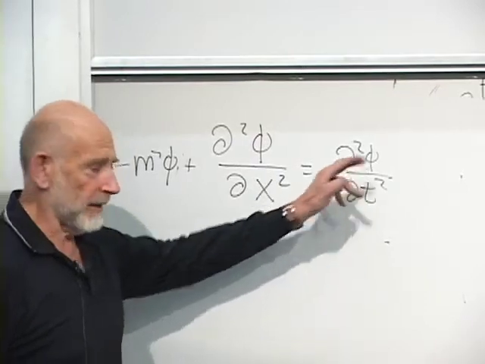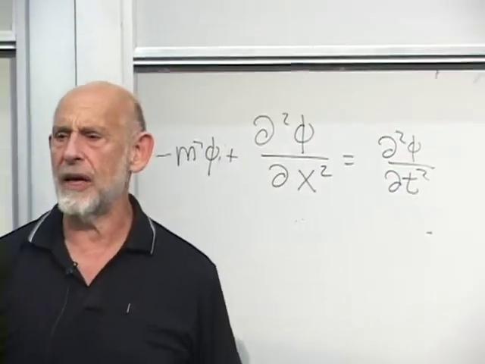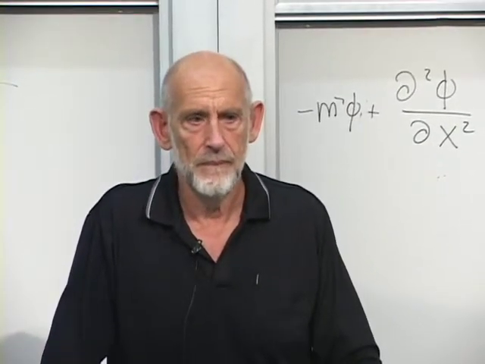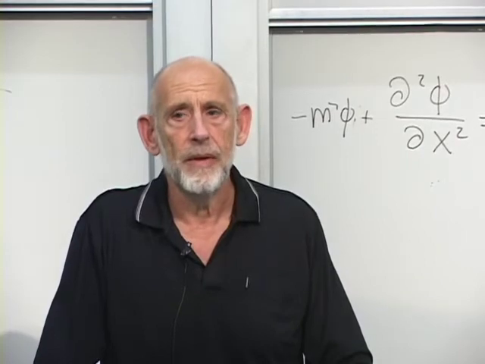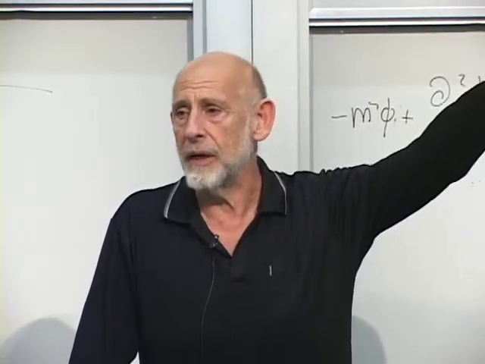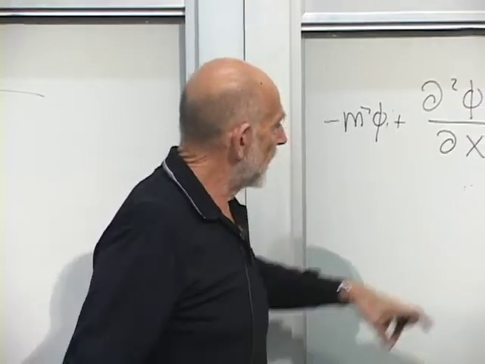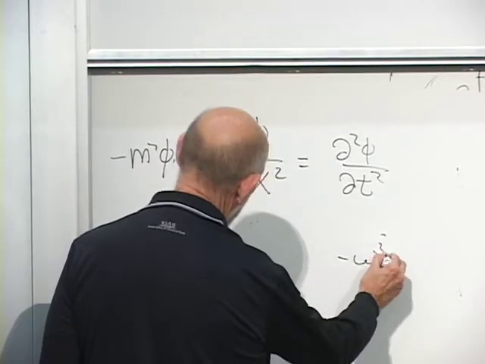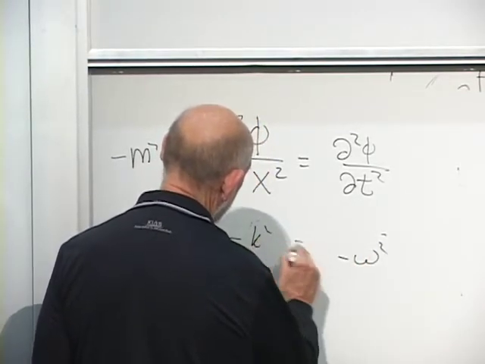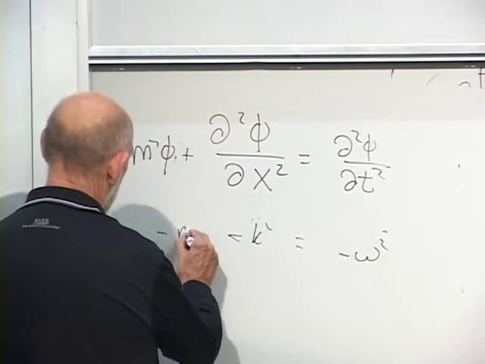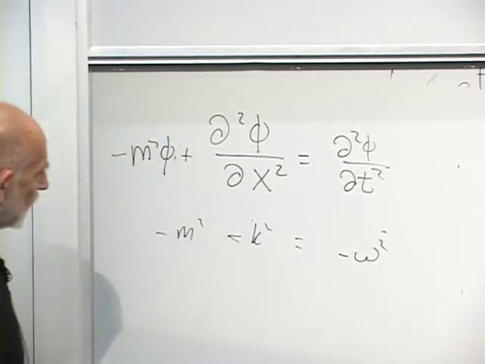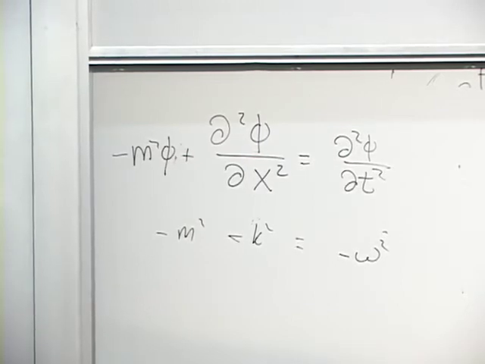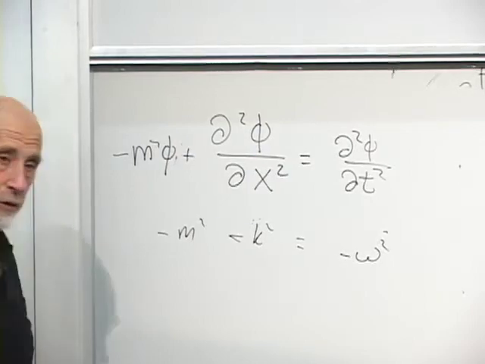Then we would have, incidentally, is the derivative with respect to t, is that omega or i omega? I omega, right? If we have something that goes as e to the i omega t and we differentiate it, it gives us an i omega. So this is really another way of talking about minus omega squared, this is minus k squared, and this is minus m squared, right? Which is the same as omega squared equals k squared plus m squared, this one here.